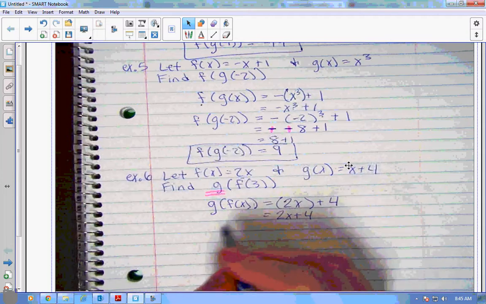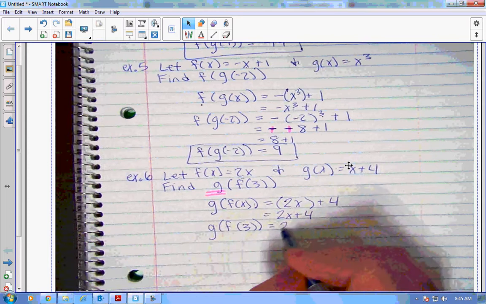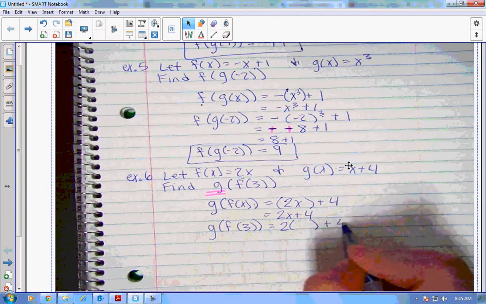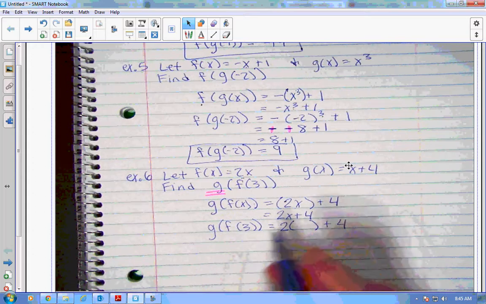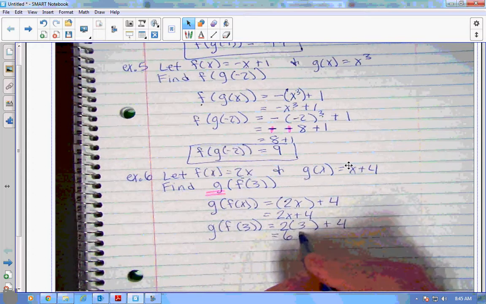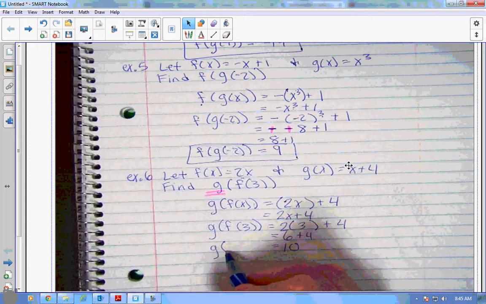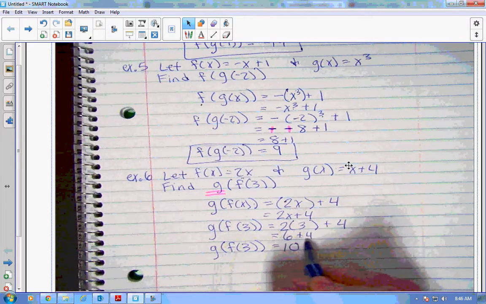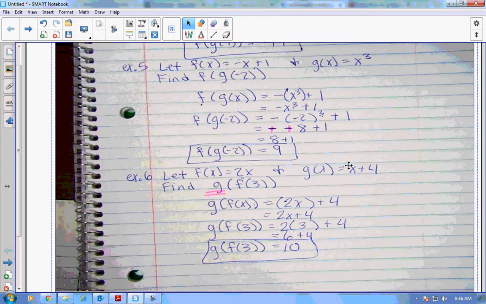Now it's time to insert in the 3. G of f of 3. 2 times parentheses plus 4. Wherever there is an x, you put parentheses. Inside the parentheses, this time we're going to put in 3. And we get 6 plus 4. 6 plus 4 is 10. Please don't just write 10. Write g of f of 3 equals 10. This is composition of functions. Composition of functions is useful for our last piece today, which is inverse functions.